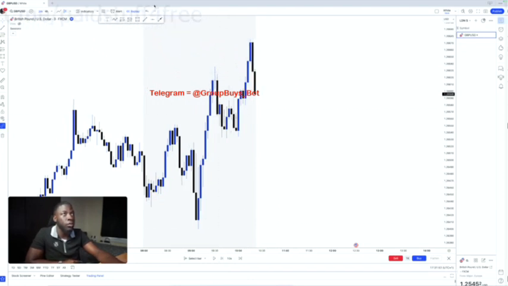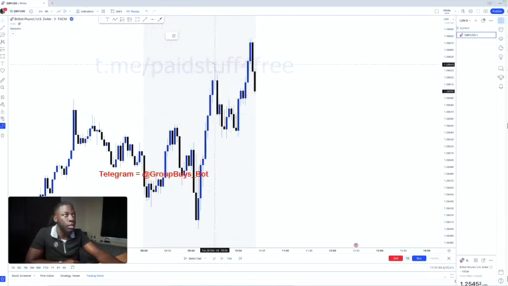So now, beautiful stuff. We can see we did get the change of character, break of structure. We have this zone right here and we have one below. Now these zones are pretty close to each other, right? Pretty close, to be honest.